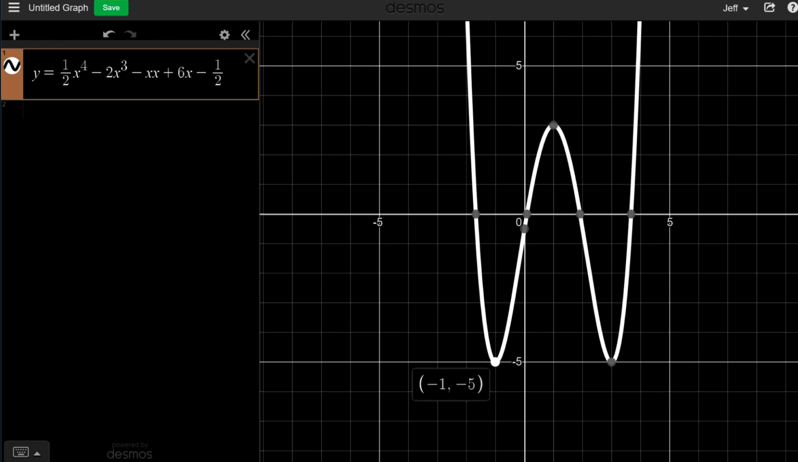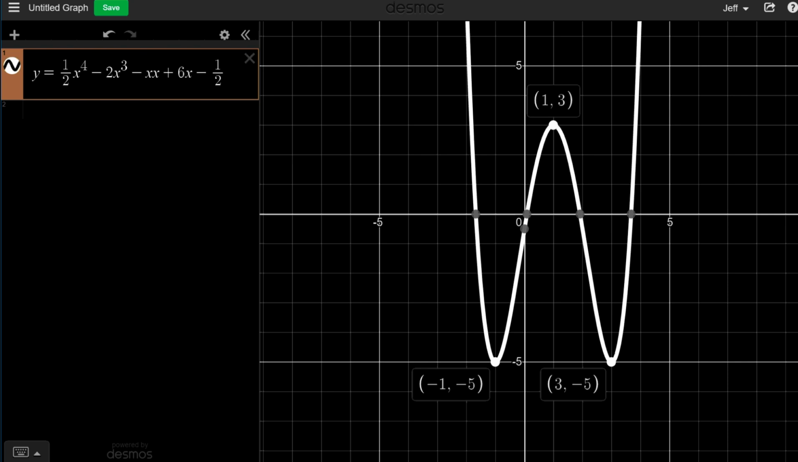There's a minimum right here at -1, -5. There's also a minimum over here at 3, -5. And so there are two minimums. They are those 2 points that I just stated. And then a maximum value at 1, 3. Now, the graph goes on forever up on the left and on the right. So the absolute maximum is infinity, but this is called a local maximum at 1, 3.